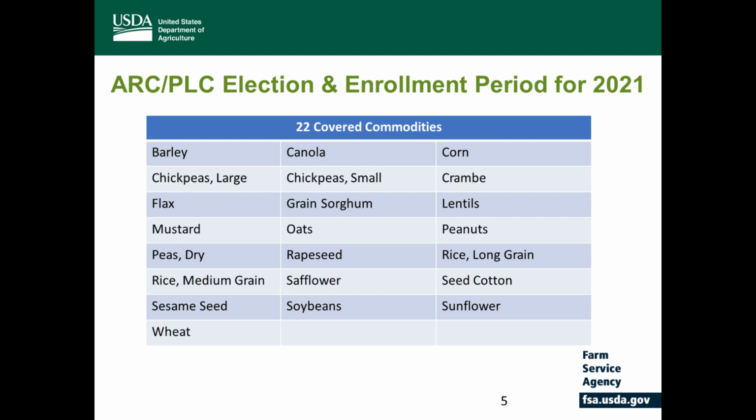So this slide is just a list of the 22 covered commodities that are eligible for the ARC and PLC program benefits. The planting of any of these 22 covered commodities would be an eligibility requirement for ARC IC. ARC County or PLC eligibility is not contingent on the planting of any of these commodities.